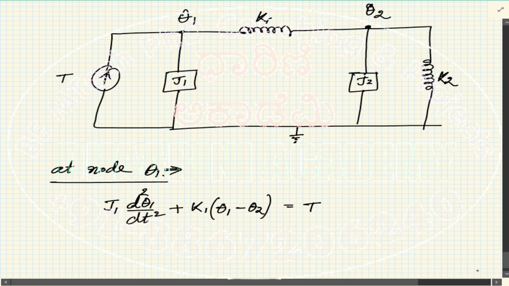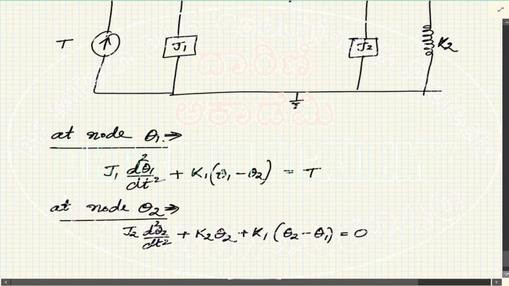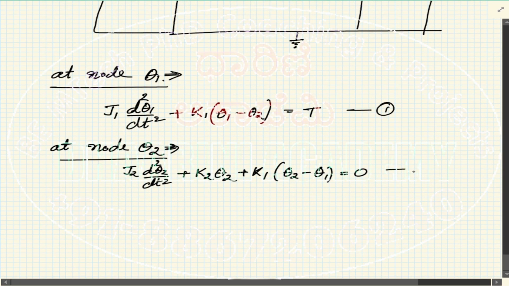Now, similarly, at the node theta 2, what happens? We'll see that J2 is connected. So when we have J2, this is J2 d square theta 2 by dt square. We have K2 into simply theta 2. Then we have the K1 into theta 2 minus theta 1 equals to no input on that side, so this is equal to 0. Okay, so call this 1 and this 2.